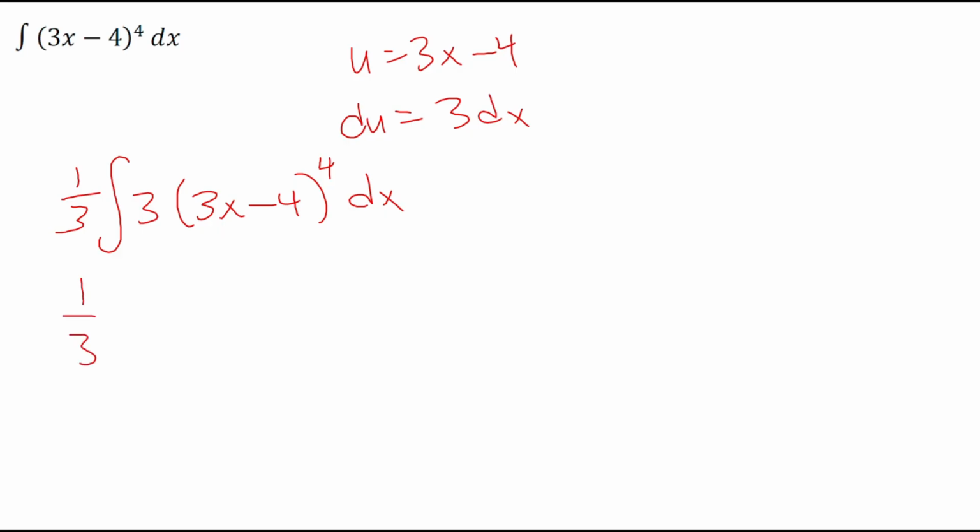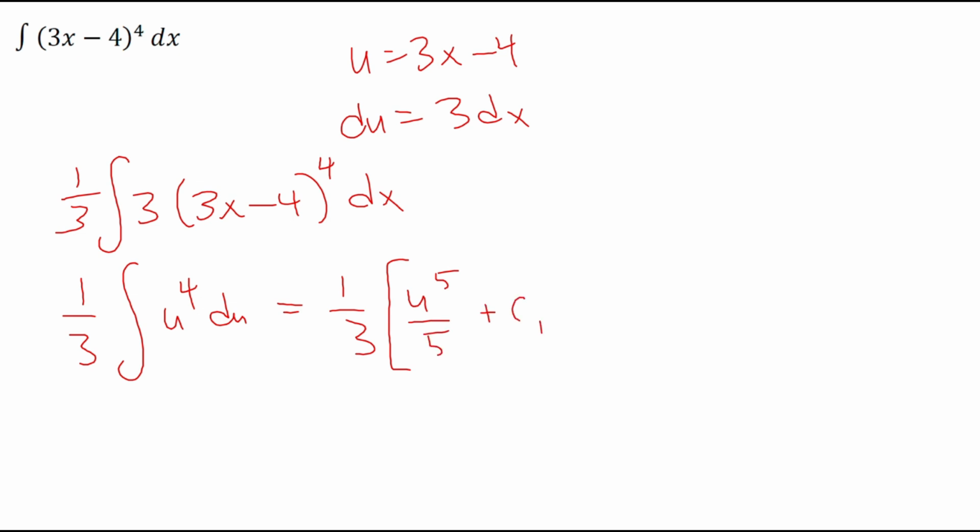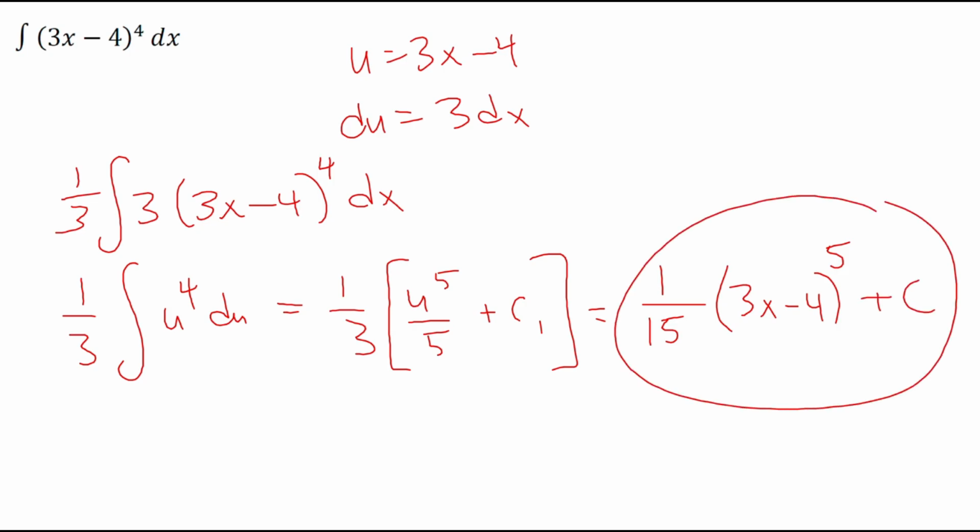So we've got 1/3 of the integral of u to the 4th du now, which is just 1/3 of u to the 5th over 5 plus some constant, which becomes 1/15 of u, 3x minus 4, to the 5th, plus some constant.